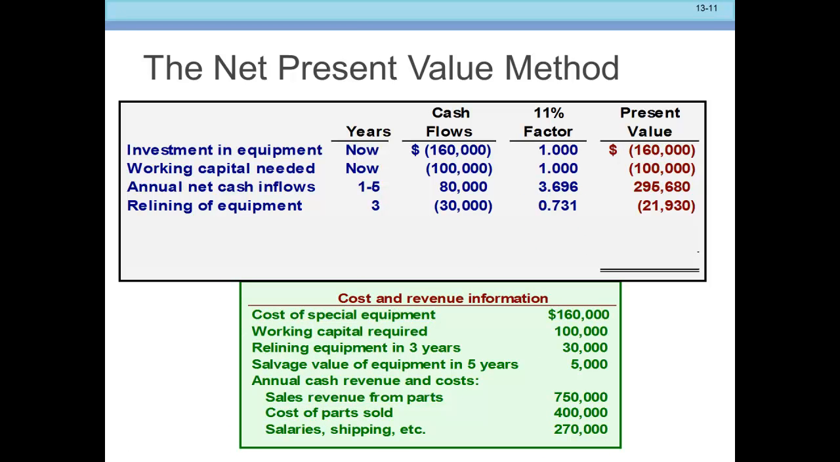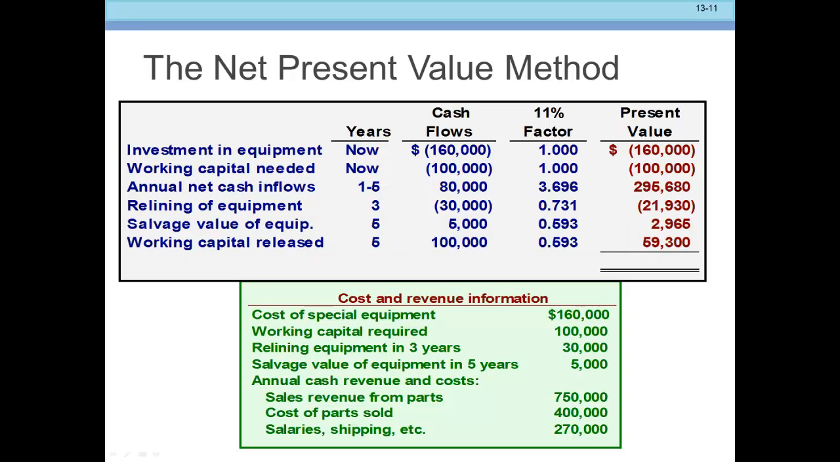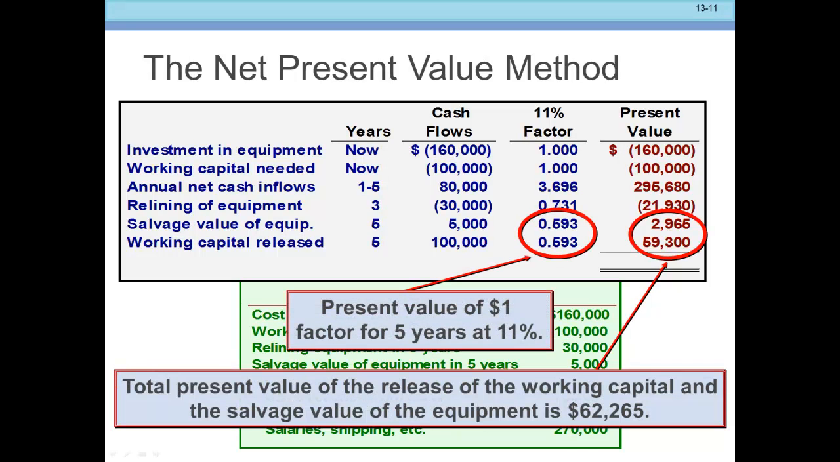The salvage value and the working capital released both happen at the end of the life of the equipment, so we multiply those amounts by 0.593, which is the present value of a single amount for 5 years at 11%. Now everything is expressed in today's dollars, so we can just add up the inflows and subtract the outflows to calculate our net present value.